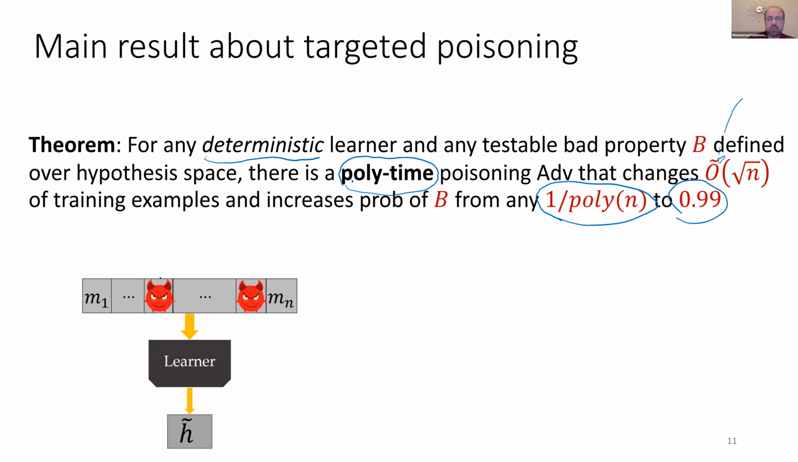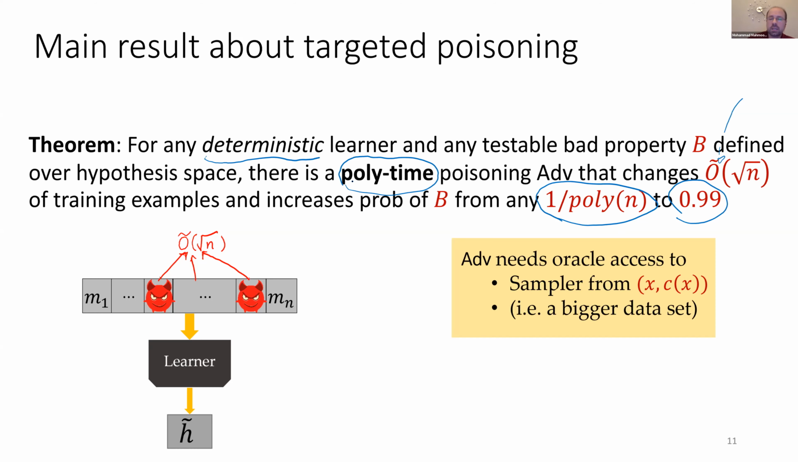So it's the same picture that we saw before. There is a learner. There are n examples given to that learner, and the theorem says there's always a way to choose these adversarial locations so that this number of locations is just root n, and the hypothesis that is produced now is bad with very high probability. So for example, if it had a chance of making a label on a point with like probability 1%, now it's 99% over the randomness of the process.